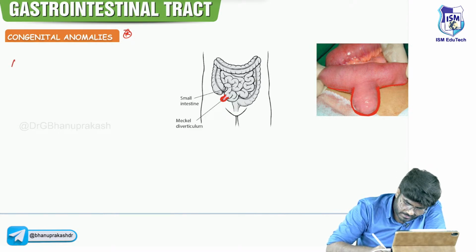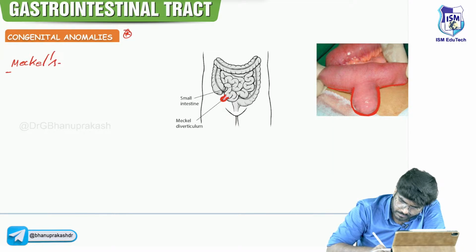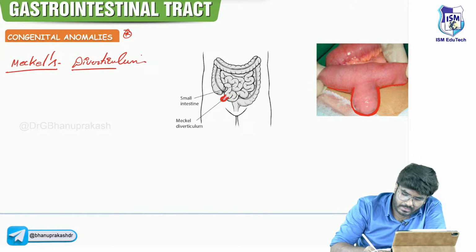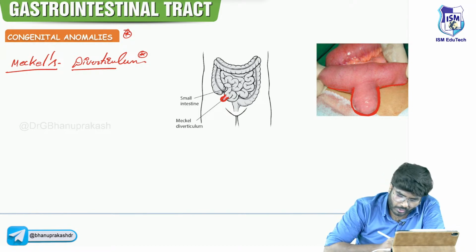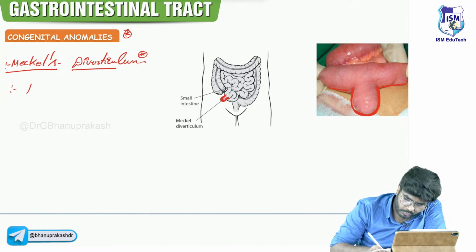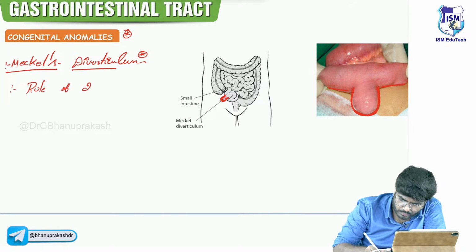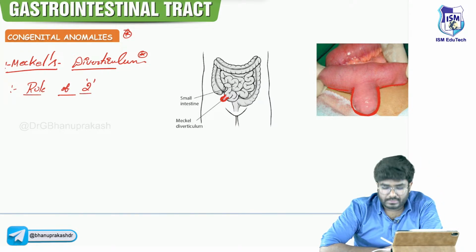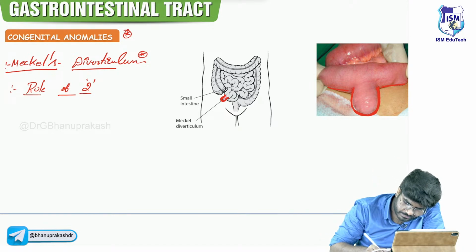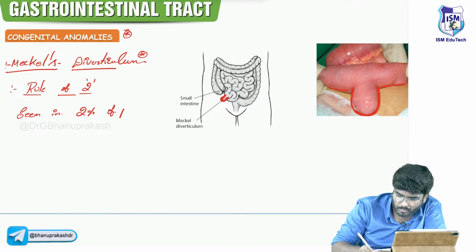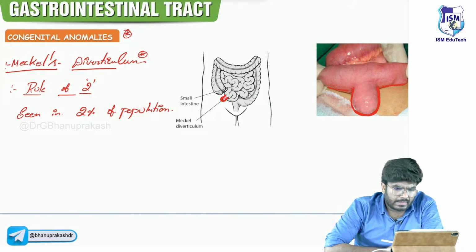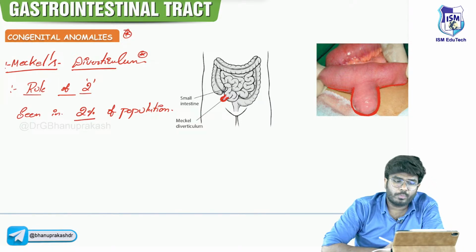Meckel's diverticulum. In this Meckel's diverticulum, what are the important points which you should know? This Meckel's diverticulum follows the rule of 2. So what is this rule of 2, sir? It is seen in 2% of the population. Now, what is the other 2? This is the first 2%, 2% of the population.